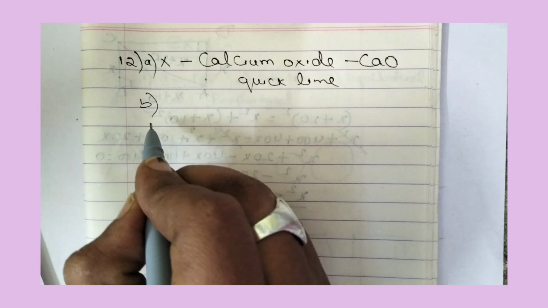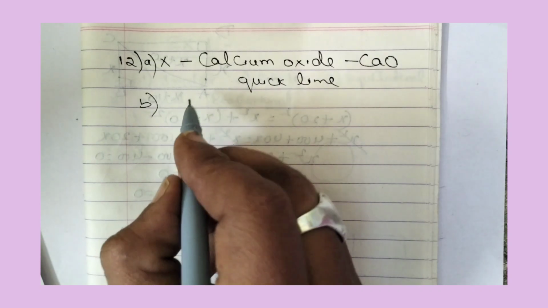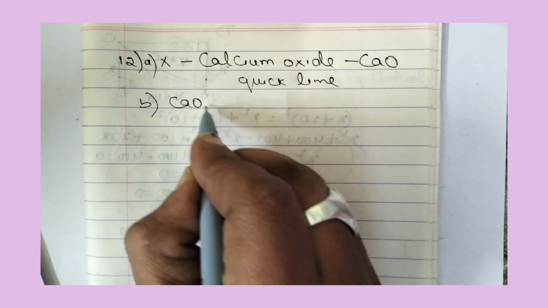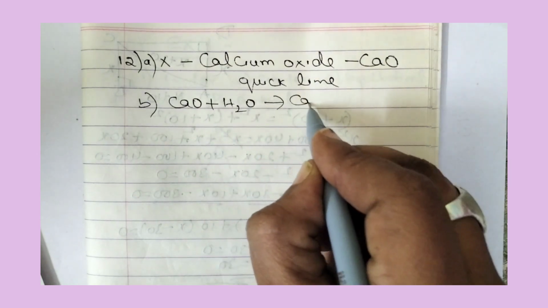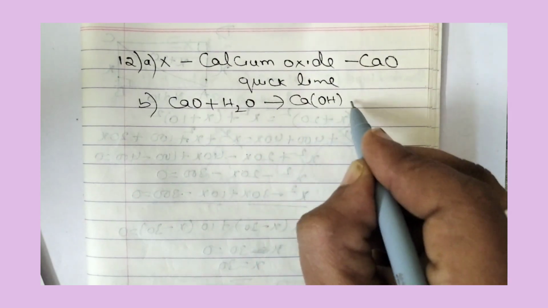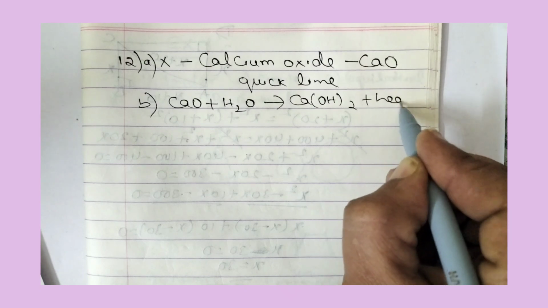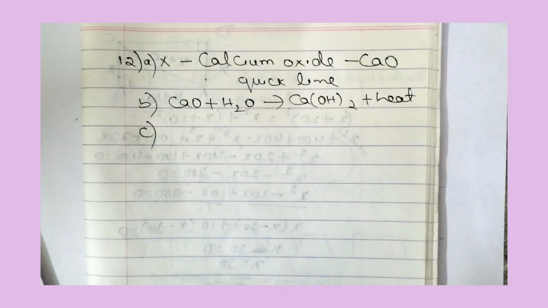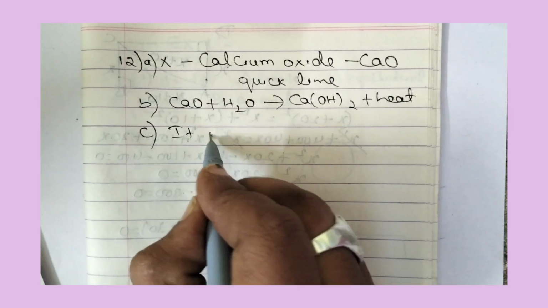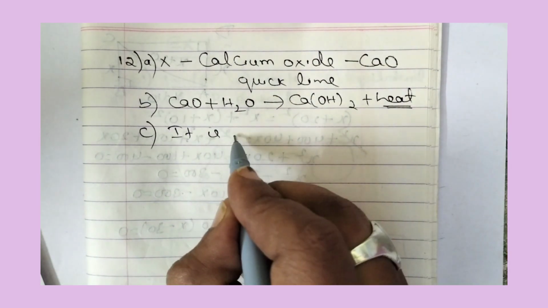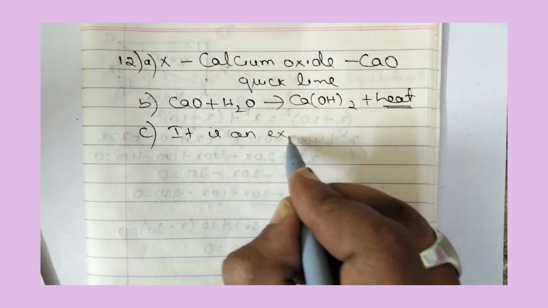Second one, write the reaction of the substance X with water. So CaO plus H2O gives Ca(OH)2 plus heat. In the third question, what is the type of reaction? Since energy is released, it is an exothermic reaction.